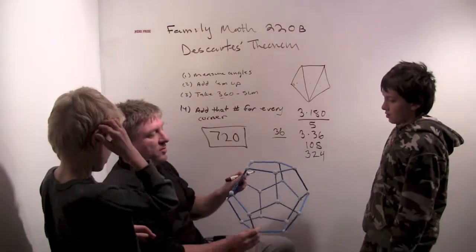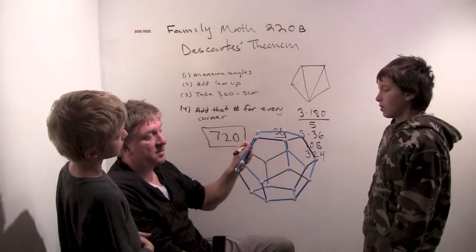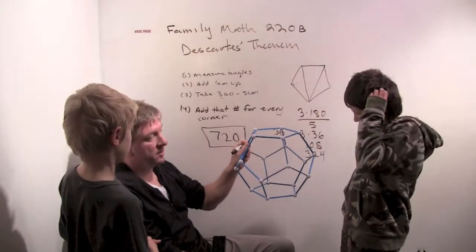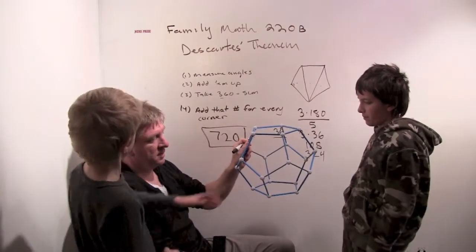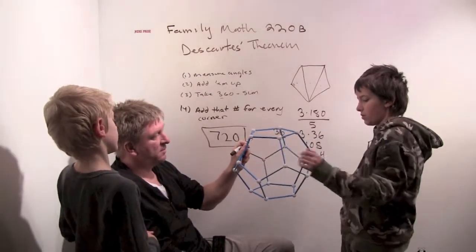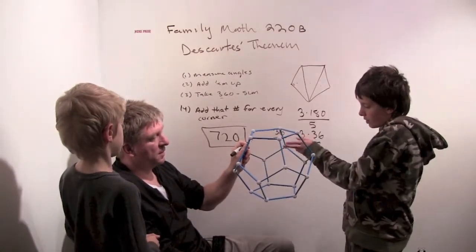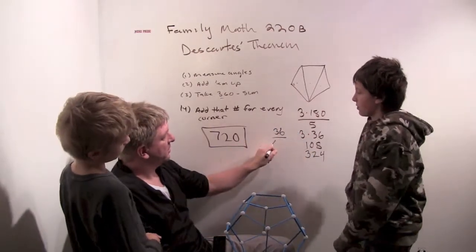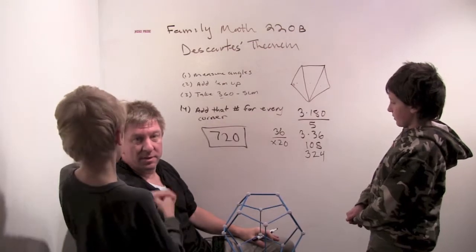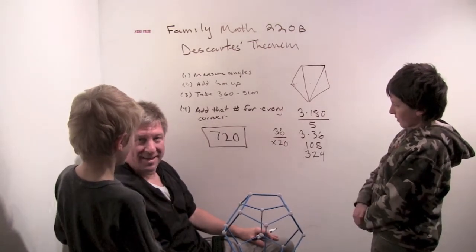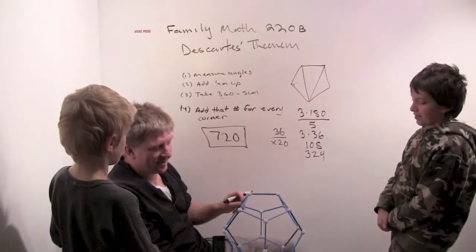Now, how many corners are there on a dodecahedron? Well, it looks like there's 5 on the top, 5 on the bottom, and 10 in the middle. So, 20. Okay, so 36 times 20 is 720. Hey, why do we keep getting 720? What is going on here?